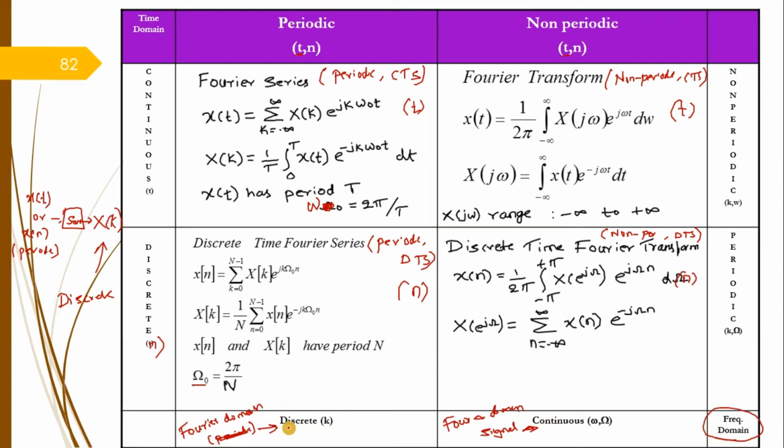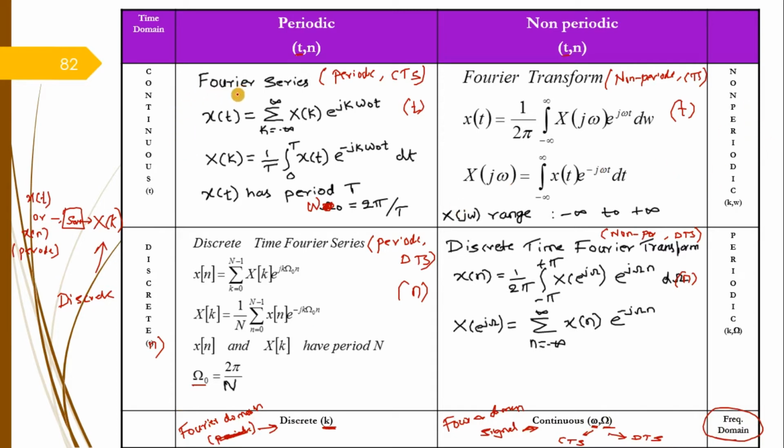In the frequency domain, the independent variable is k if it is periodic in the time domain. And here it is either omega, small omega or capital omega, depending on whether it is continuous or discrete. Small omega for continuous, capital omega for DTFT. And this is continuous in the frequency domain. So this is the column wise answer. And now I'll go row wise.